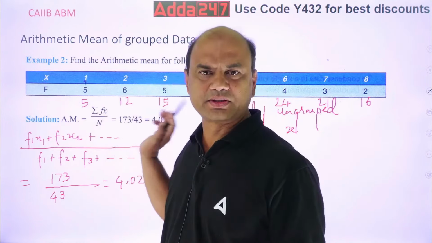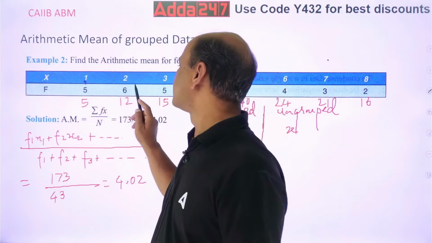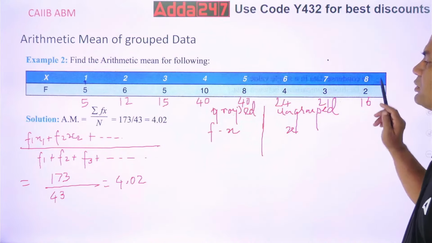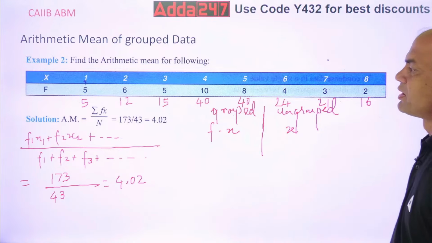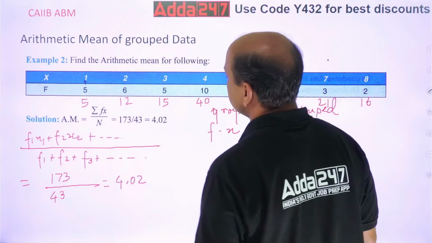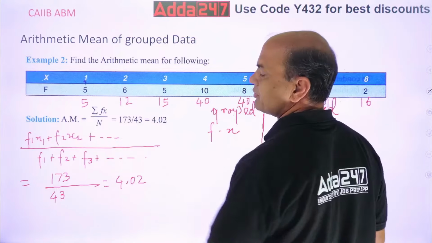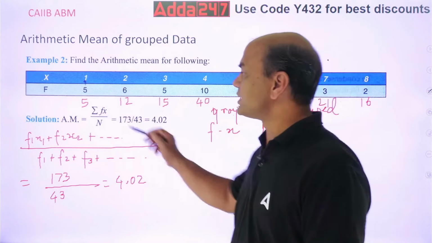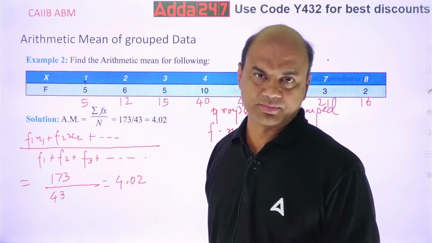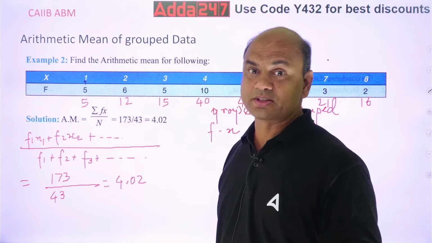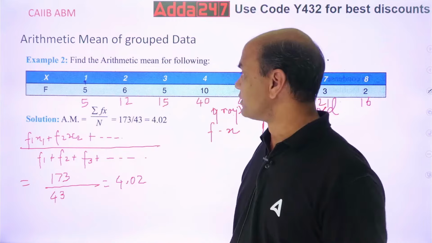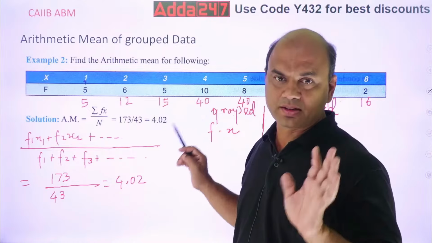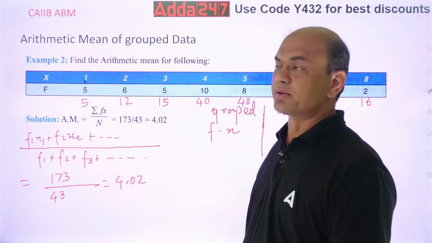Add all the frequencies: 5 plus 6 plus 5 plus 10 plus 8 plus 4 plus 3 plus 2. If you go on adding them, you will get the answer as 43. Kindly note, summation of frequency is always n. So if you add all these, you will get 43. So, simple thing done.